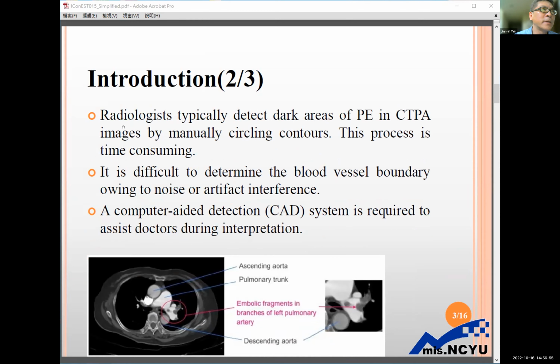The radiologists typically detect the dark area of the PE in CTPA images by manually circling contours. This process is time-consuming. It is difficult to determine the blood vessel boundary owing to noisy or artificial interference, and an experienced expert may be required to interpret them clearly. A computer-aided detection system is required to assist doctors during interpretation.